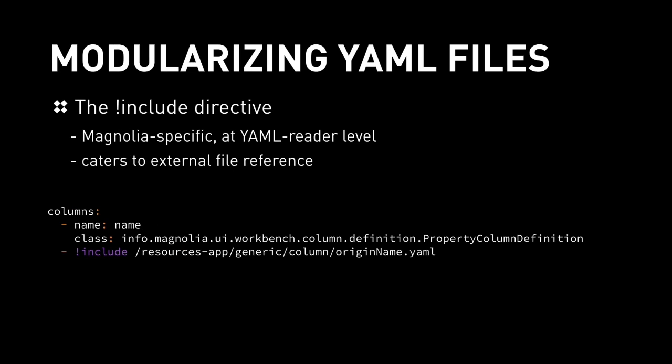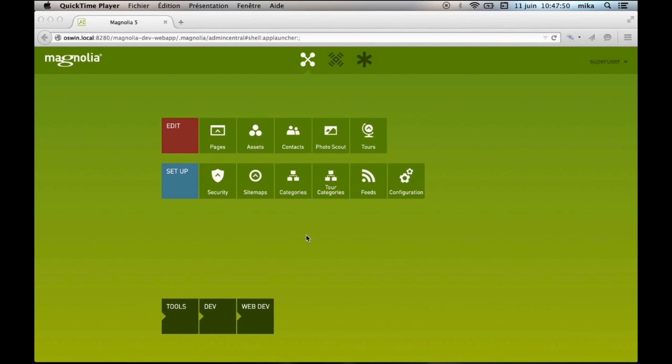And finally, we have a custom include directive for modularizing the YAML files. So it's Magnolia specific, and you can just include another generic column, for example, by using the absolute path within the root of resources. Yeah, that's about it.